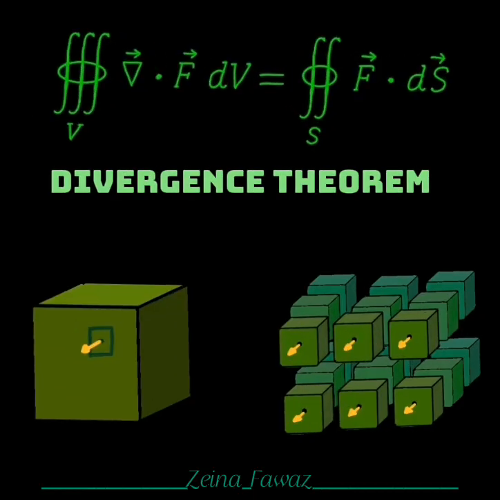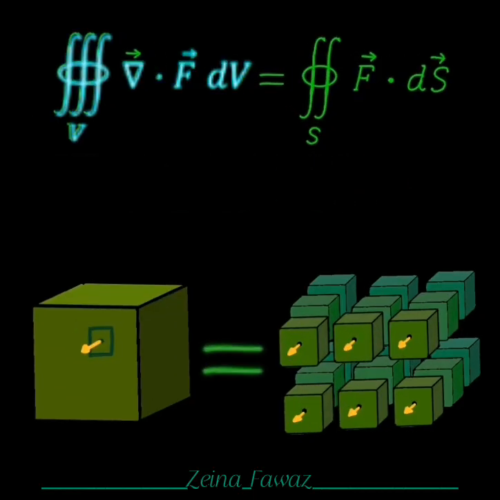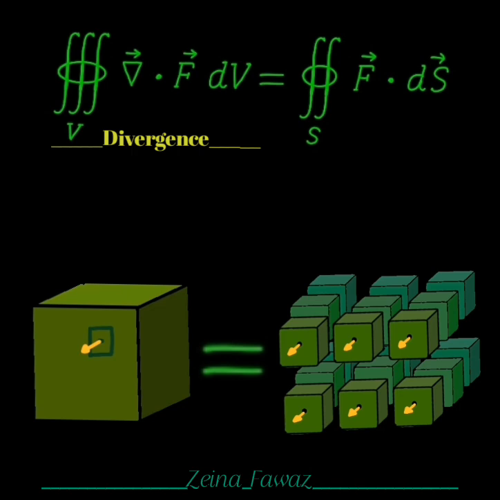The divergence theorem states that the sum of the sources and sinks of a vector field F within an enclosed volume, which is represented by the volume integral of the divergence over the region bounded by the surface, is equal to the total flux of a vector field out of a closed surface, which is represented by the surface integral of the vector field over the closed surface.